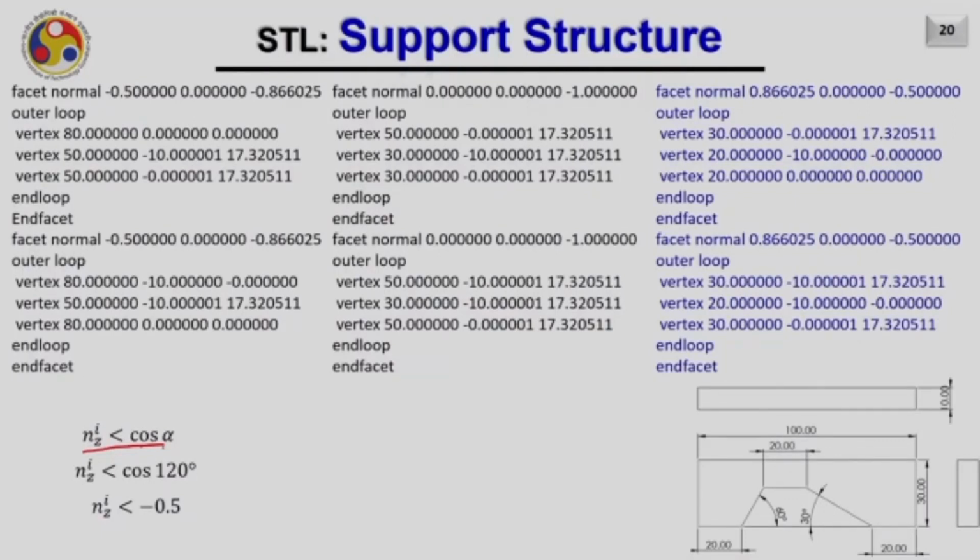So it can be seen here also, if NZi is less than cos alpha, support will be required. What is NZi? It is nothing but the Z component of the facet normal of the ith triangle. Now if our threshold is 120 degree, then if this Z component of the facet normal is less than minus 0.5, the support will be required. As we have the ASCII format in front of us, we have chosen those triangles having the Z component less than minus 0.5. So there are only 4 such cases.